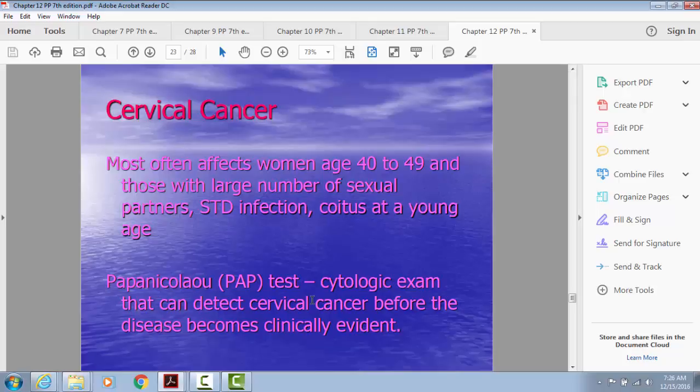So they take a speculum and place it into the vaginal area, and then the physician takes a cytology brush and scrapes away some of the cervical cells, and then they put it in a jar of formalin, and then it's sent to the lab for a pathologist to look at those cells. And they show a picture of this in your book on page 410.